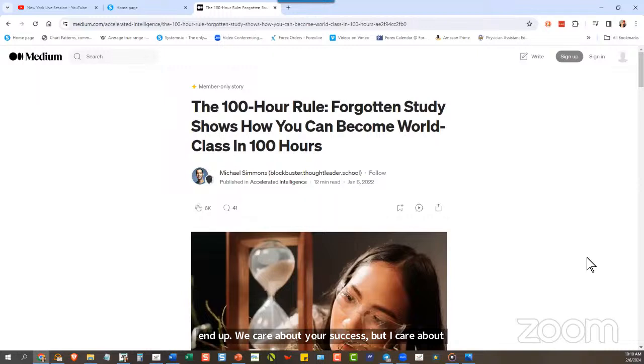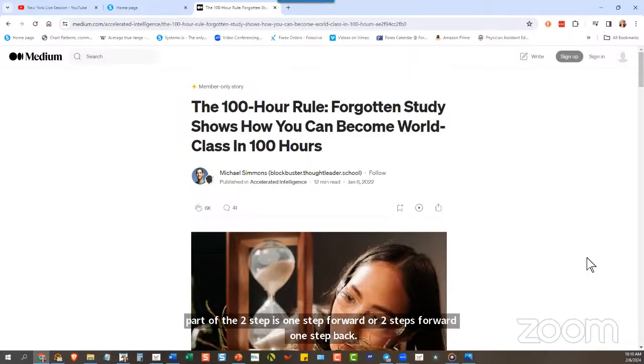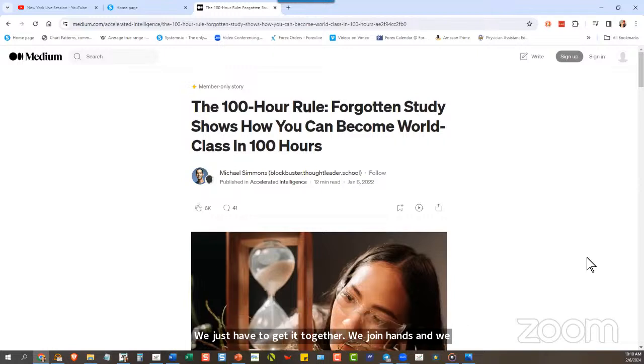You're not going to win without losing. You're not 100% winners. We lose. Part of the two-step is one step forward or two steps forward and one step back. We just have to get it together. We join hands and we go through this together.